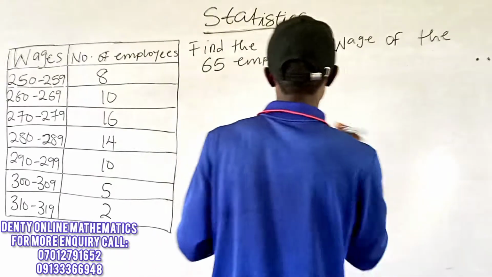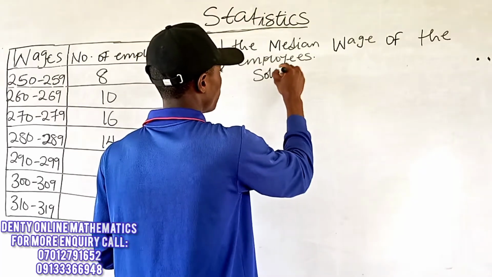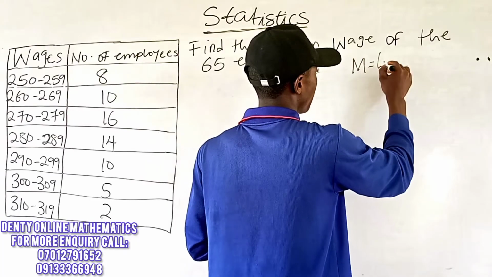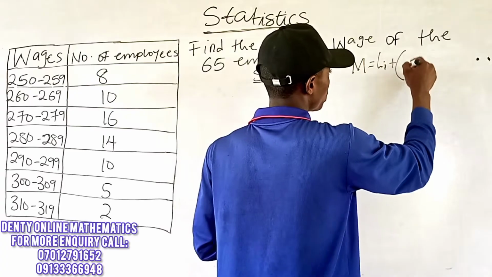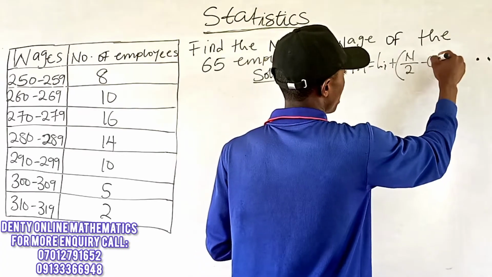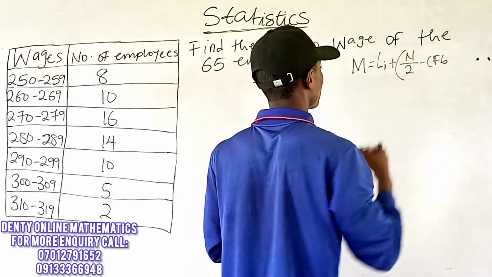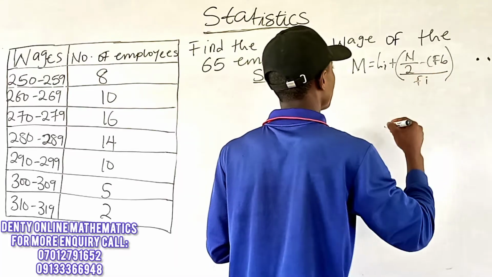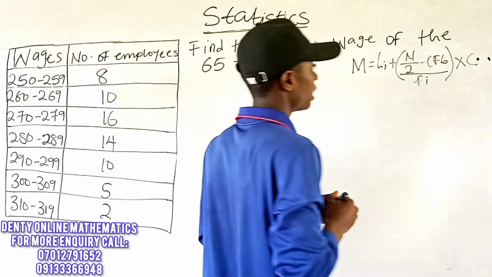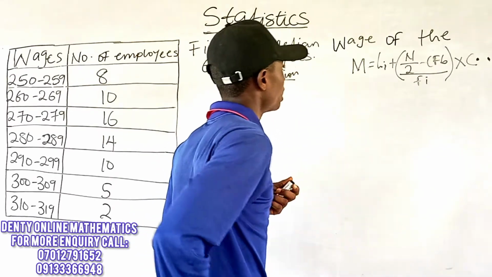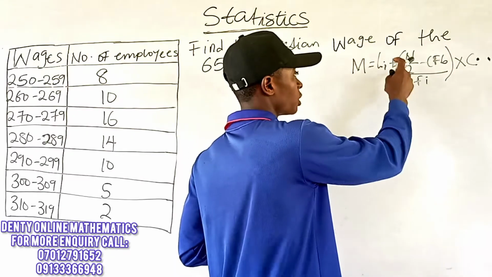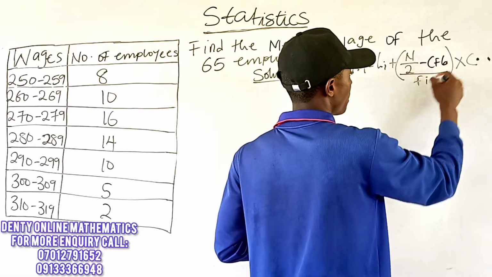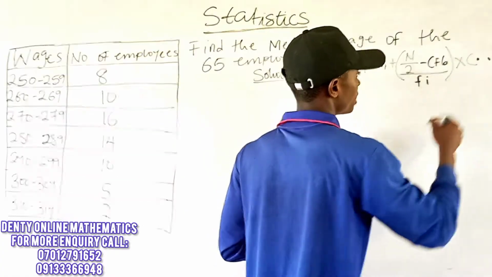Now the formula for median, before I start, this is the solution to this problem. The formula for median, M, is equal to L subscript I plus (N over 2 minus CFB) all over F subscript I, times C. Now this is the formula for the median for the grouped case. We have M equal to L subscript I plus (N over 2 minus CFB) over F subscript I, times C.